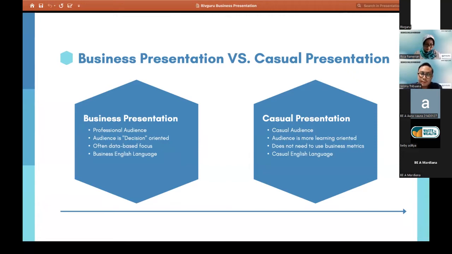Whereas the casual presentation, it's a more learning-based orientation. So the audiences are looking to get some knowledge out of your presentation. Okay, that's the key difference.